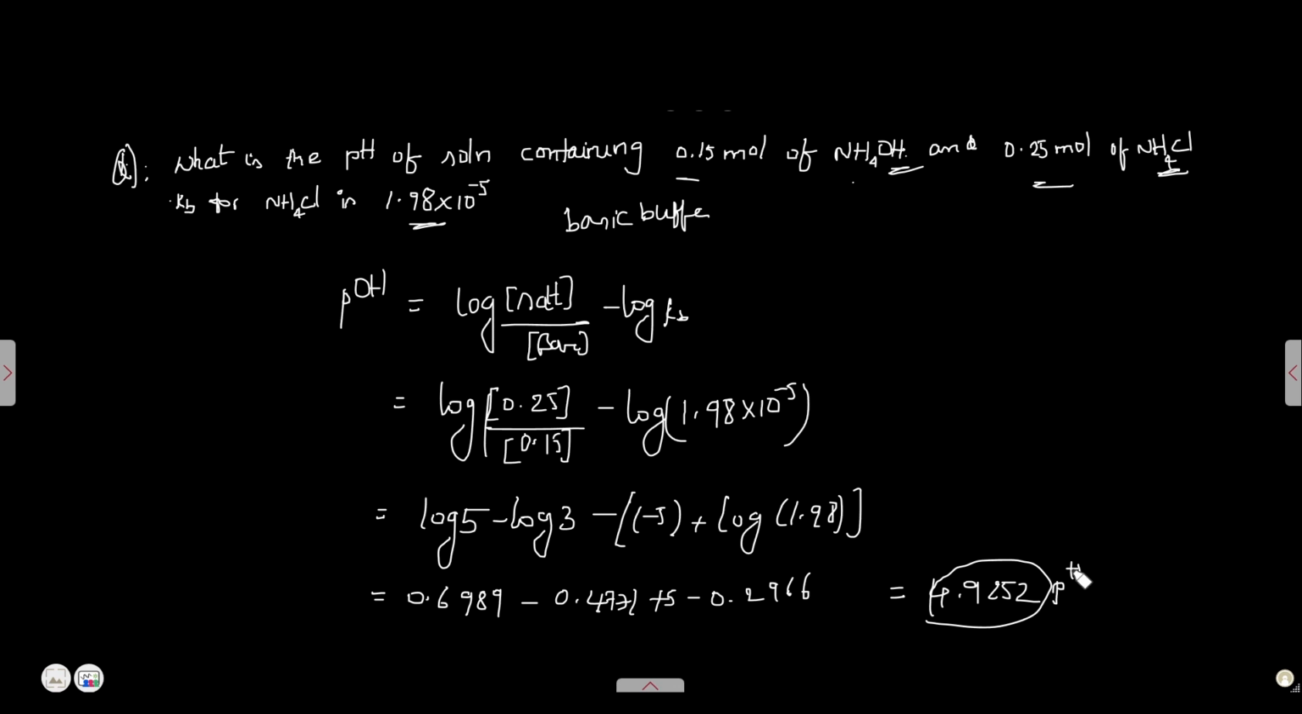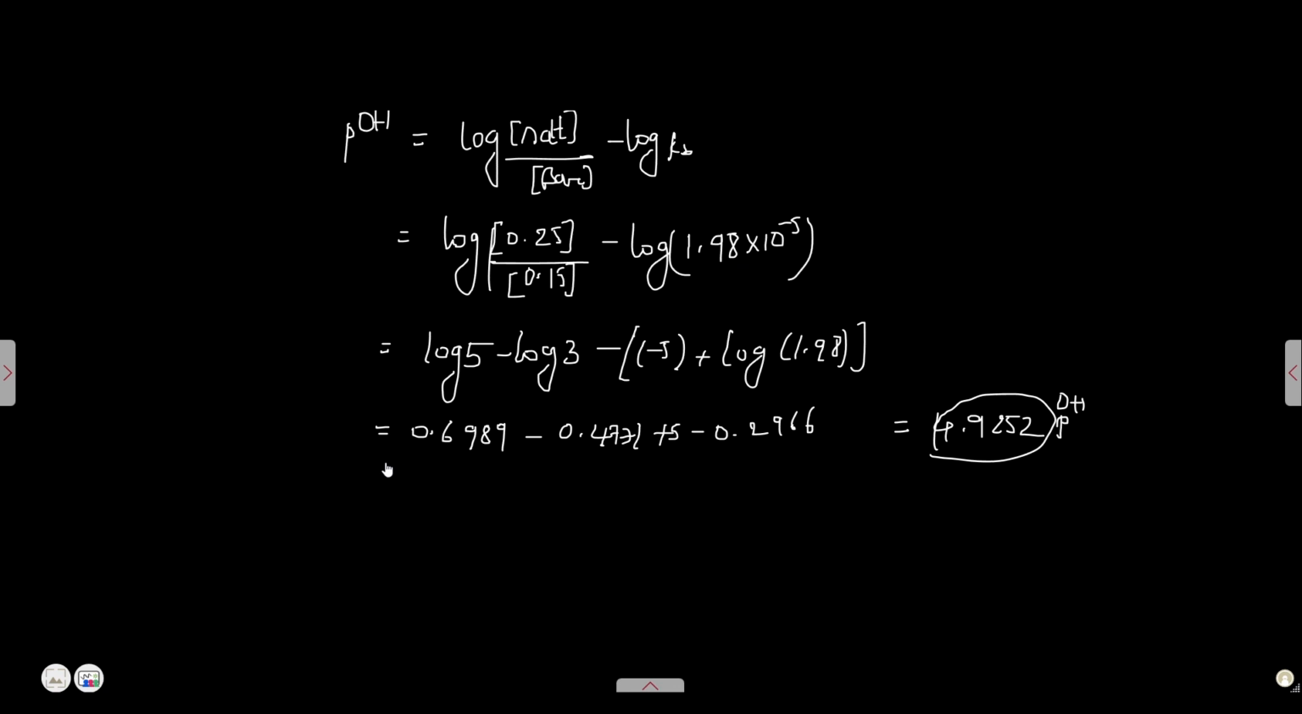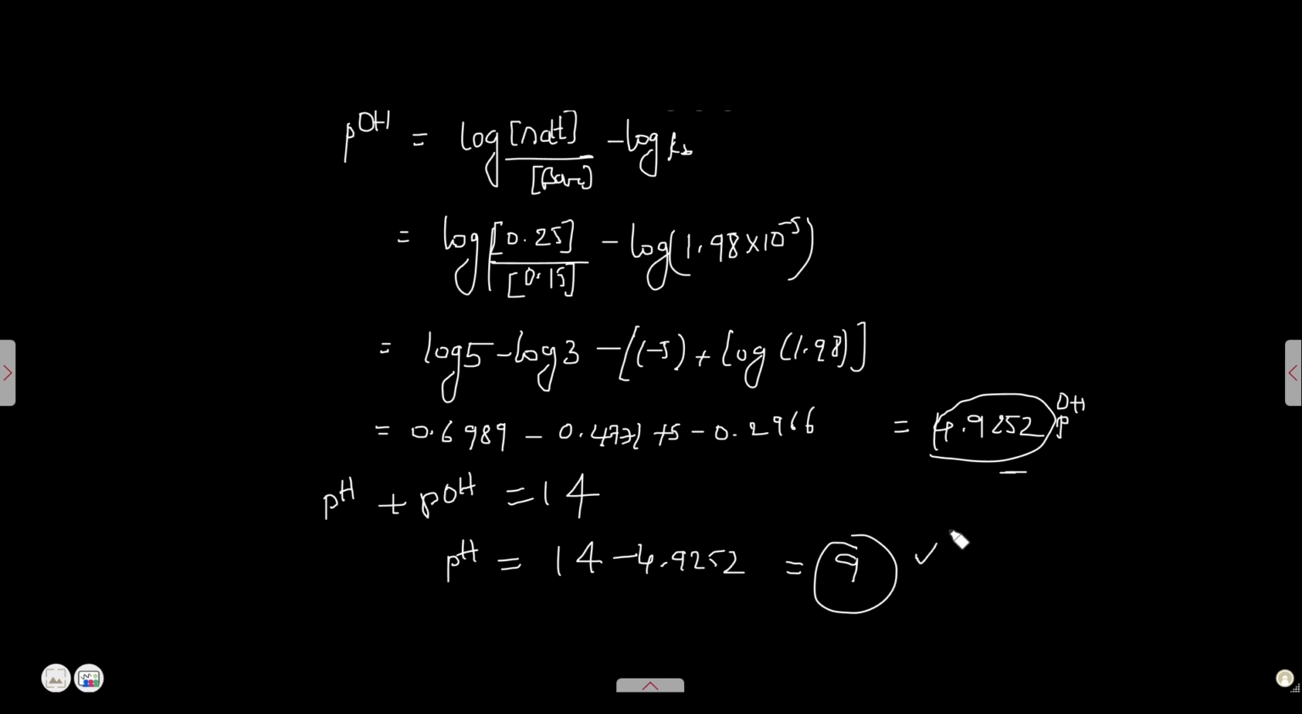But we have to calculate, sorry, pH of this buffer, right? So what is the formula for this thing? pH plus pOH equal to 14. We know that, right? Now pH equal to 14 minus pOH, 4.9252, equal to almost 9. This is the pH of the given buffer.